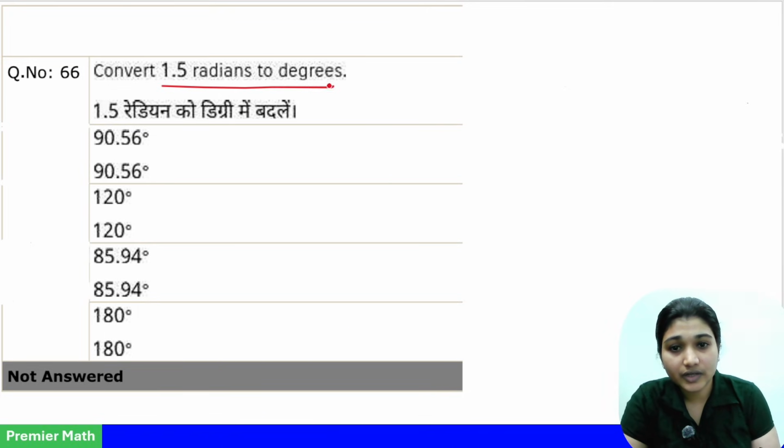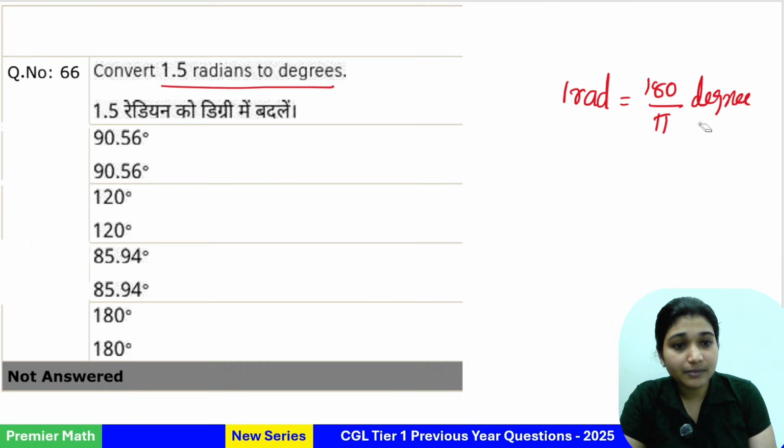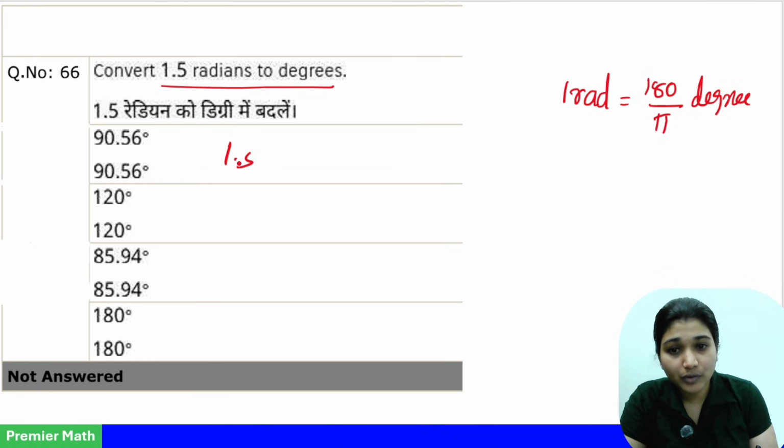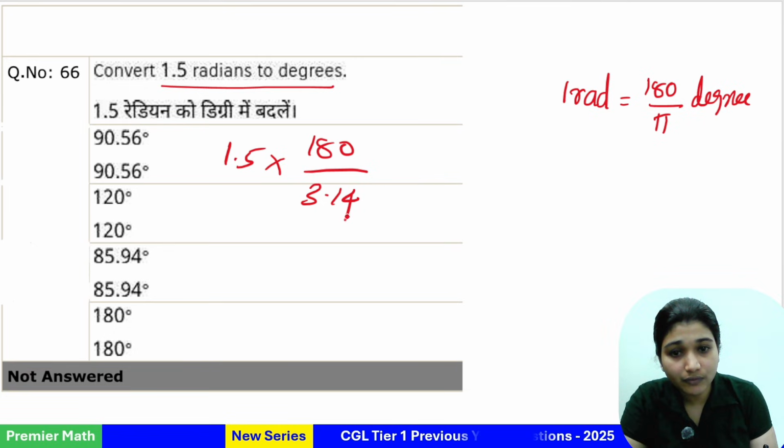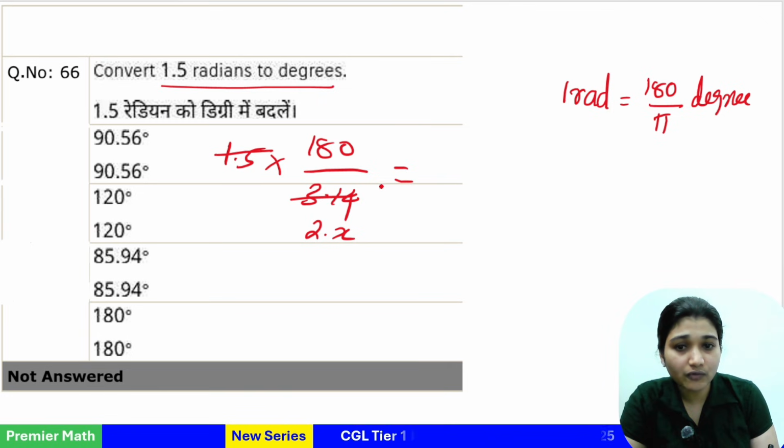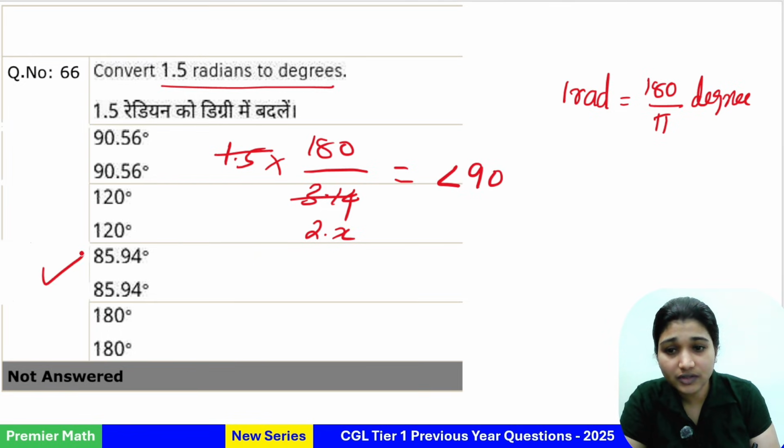Convert 1.5 radians to degrees. Here 1 radian is equal to 180 by pi degrees. Then 1.5 radians is 1.5 into 180 divided by pi, where pi is 3.14. Now 1.5 goes 2 times in 3, so 2.x times in 3.14. Now 2 goes 90 times in 180. But this is 2.x, so this answer should be less than 90. Option 3 is your answer.